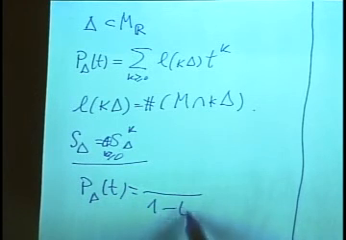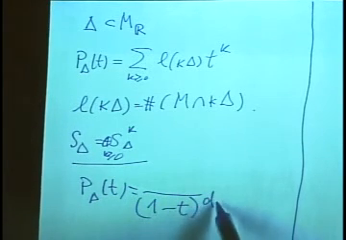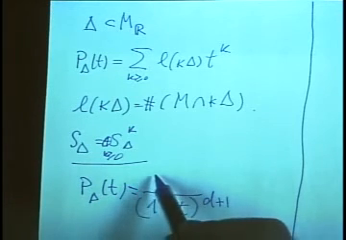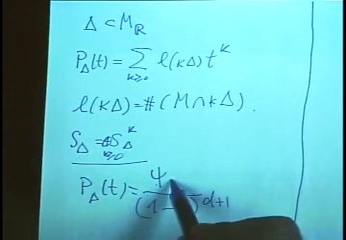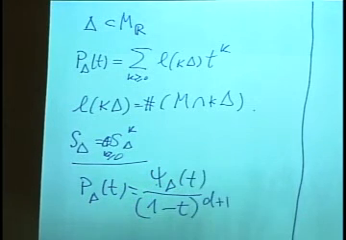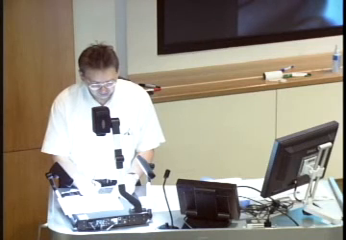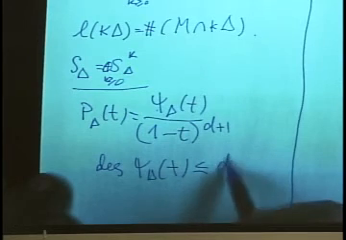1 over (1 minus t) to the power d plus 1, and here there is some polynomial psi of delta of t. The degree of this polynomial psi of delta of t is not greater than d.